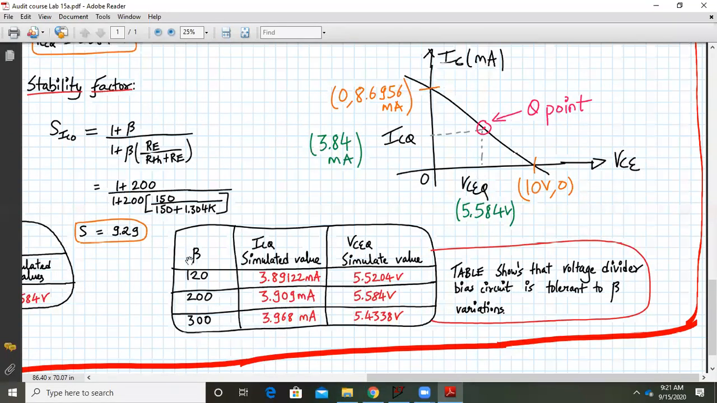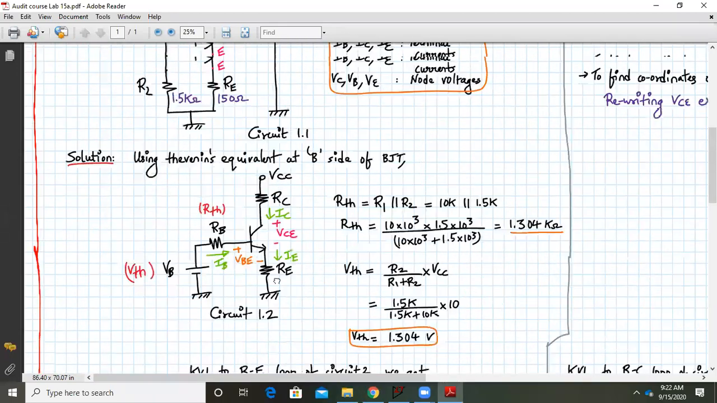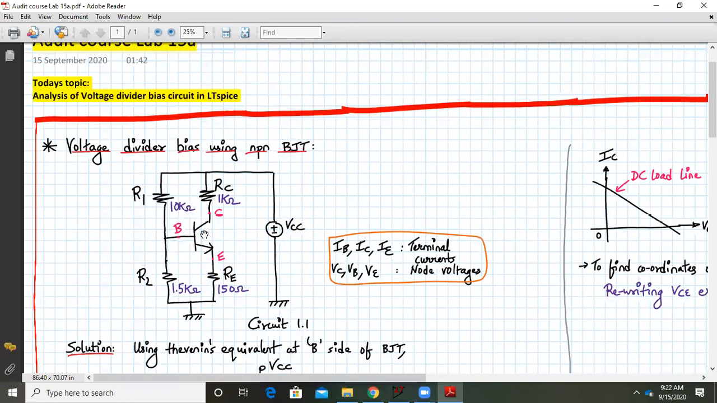Even if you change the beta drastically, from 120 to 200 to 300, my Q point is still not deviating much. That is the proof that the voltage divider bias is tolerant to beta variations. Okay, so that's it for this session. We have discussed today how to theoretically determine the values of your Q point if the resistor values and the supply voltage are given to you, and how to calculate in LTspice and verify the terminal voltages and currents and the Q point value.